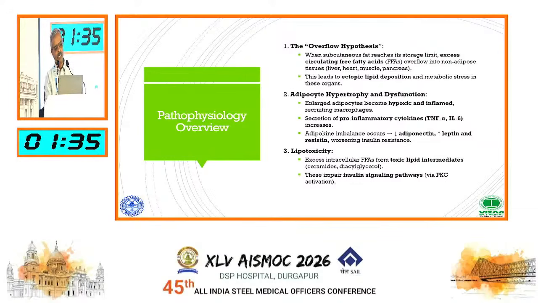Another is adipocyte hypertrophy and dysfunction. Enlarged adipocytes become hypoxic and inflamed, recruiting macrophages, and secretion of pro-inflammatory cytokines increases and adipokine imbalance occurs, that is low levels of adiponectin, high leptin and resistin, worsening insulin resistance.